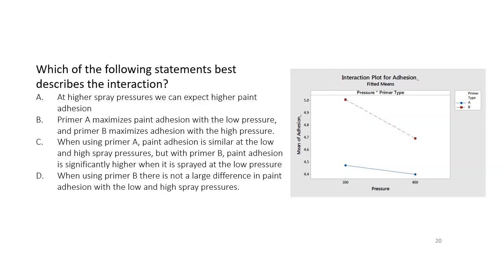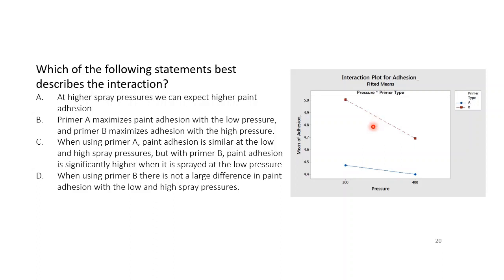In the interaction plot, the vertical axis is the response, paint adhesion. The solid line compares the effect of primer A at low and high spray pressures. The dashed line compares the effect of primer B at low and high spray pressure. So which of the following statements accurately describe the interaction between primer type and spray pressure?